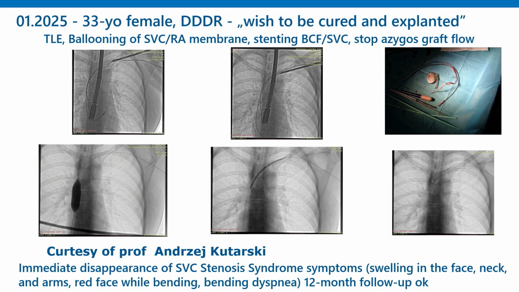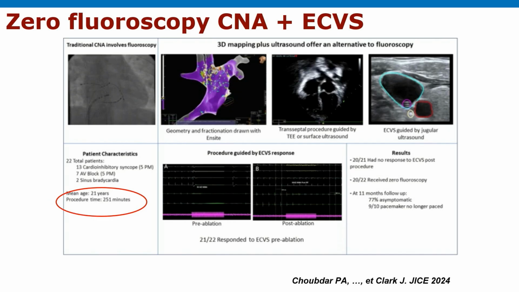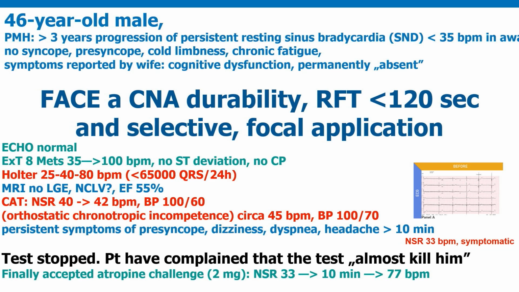So this was one of our cases, and if correctly planned with an imaging modality, you can recognize the problems, and I would recommend using this. Of course, you can use this approach. You can also use zero fluoroscopy cardioneuroablation with vagal stimulation, as shown by Professor Clark, but it takes almost 4 hours. It's very difficult for us.